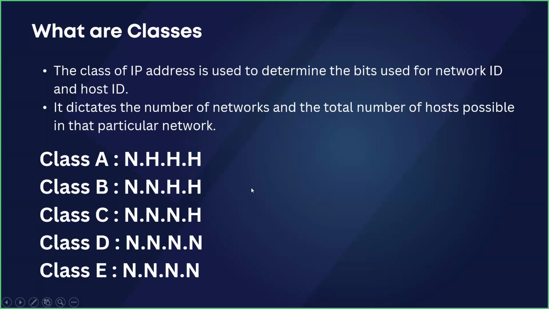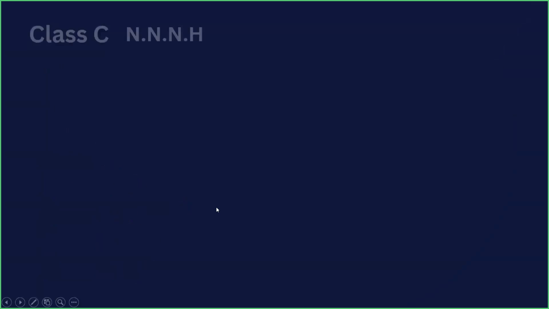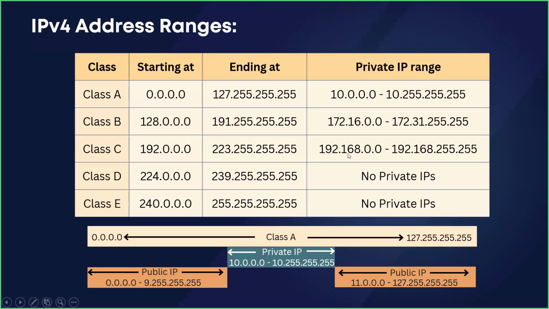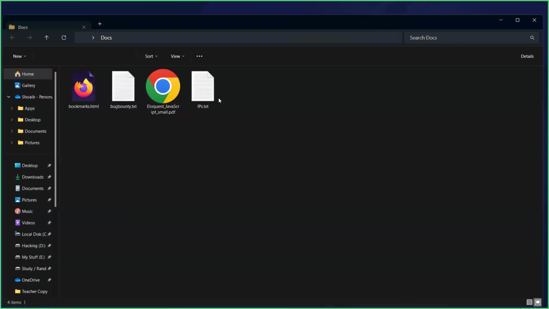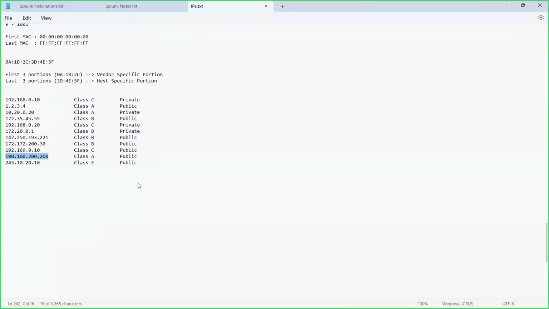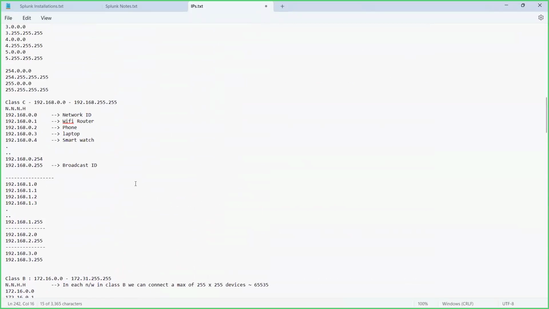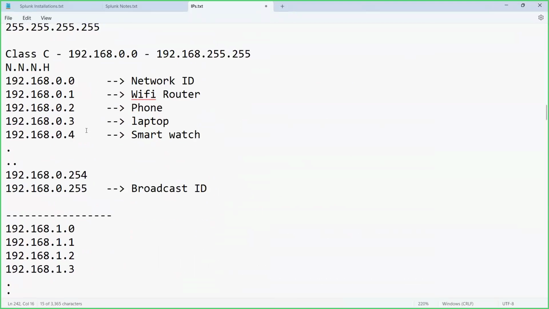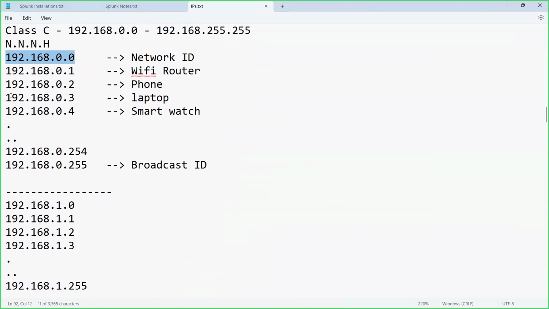To understand this, we'll take the example of Class C private IP range. So we all know Class C's private IP starts at 192.168.0.0. That's the same thing written here. I'm going to write that down in a notepad file as well. So let me quickly open up my notepad again. So again, as mentioned, we all know that Class C's private IP starts at 192.168.0.0. And in Class C, guys, you have 3 network portions and 1 host portion. So the first 3 octets are network portions, and the last octet here is the host portion.